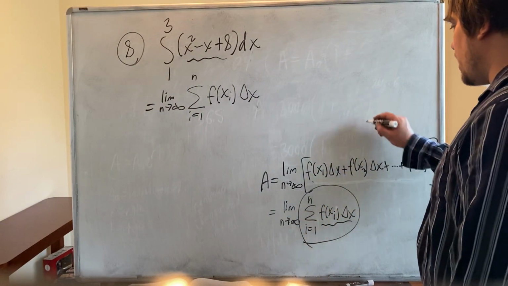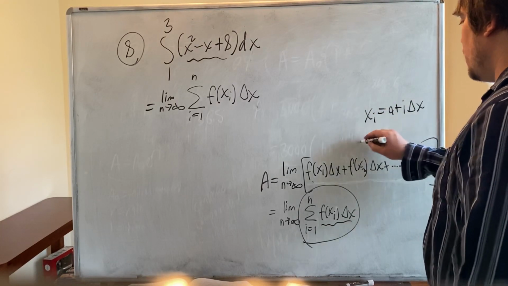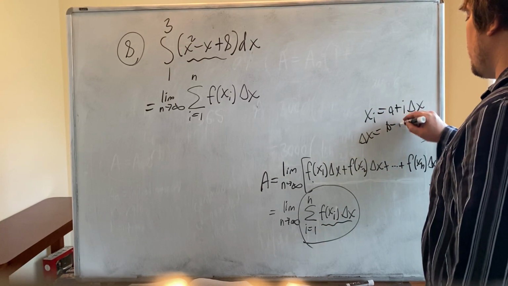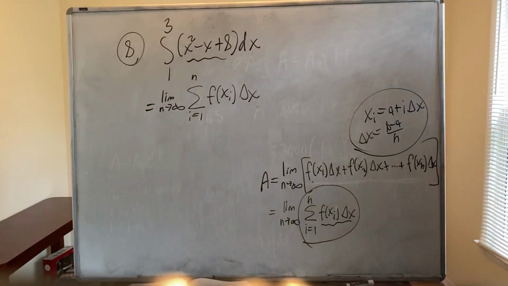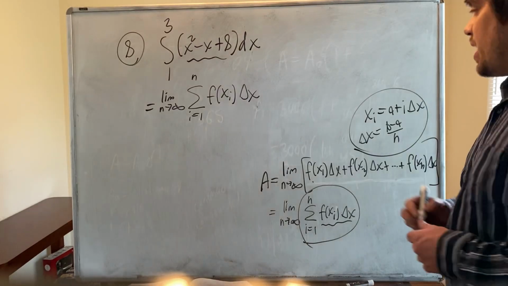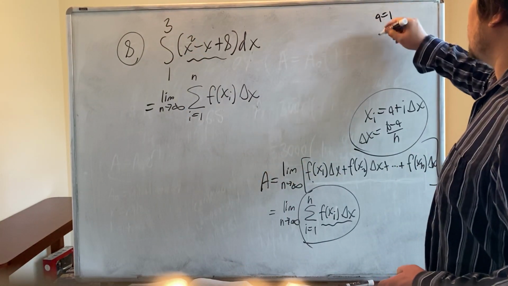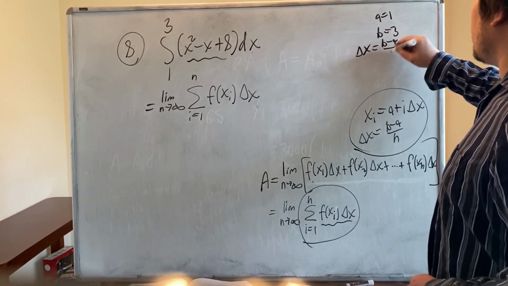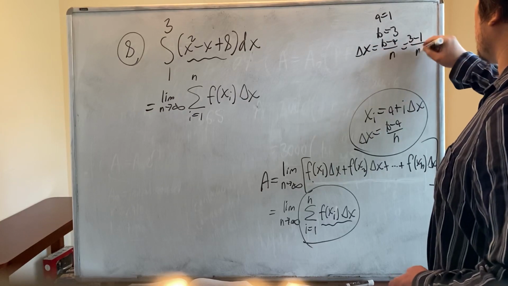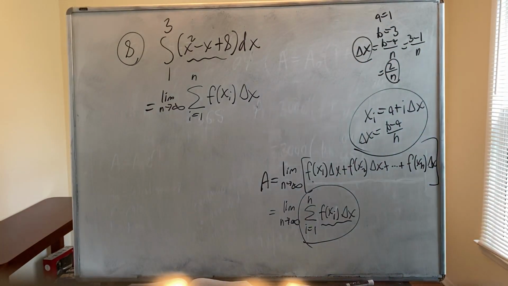But this is where x sub i is equal to a plus i delta x, and delta x equals b minus a over n. All right? So we're going to use that. Here a is this and b is that. a is 1, b is 3. So delta x is b minus a over n. That's 3 minus 1 over n. That's 2 over n. Delta x is 2 over n.